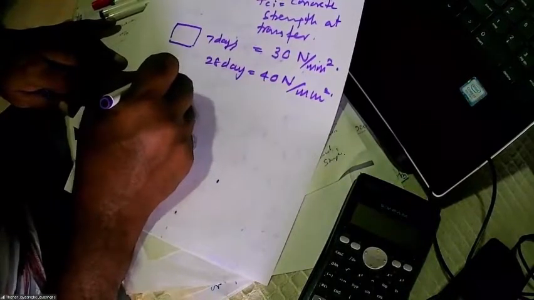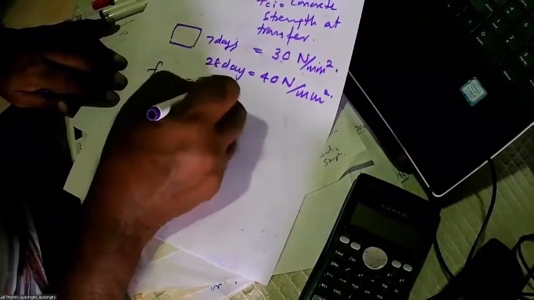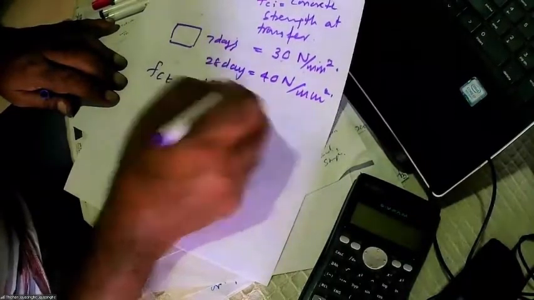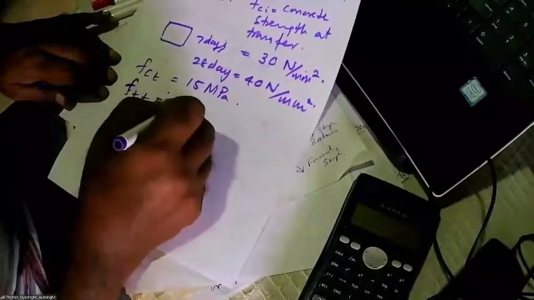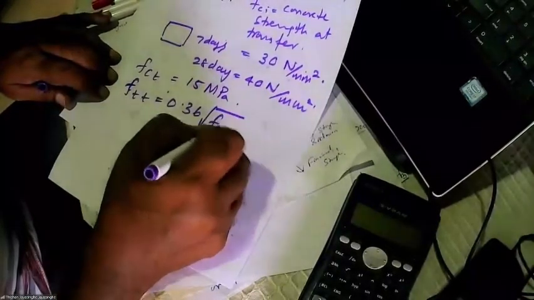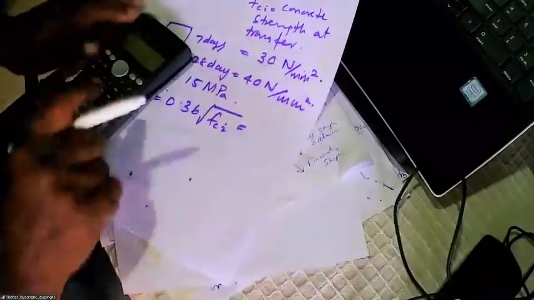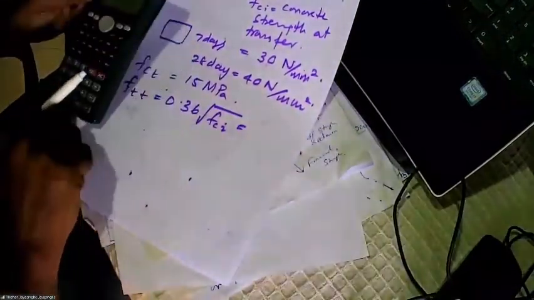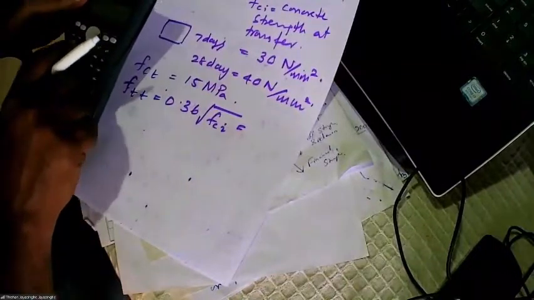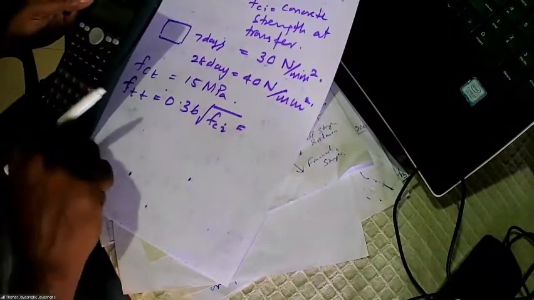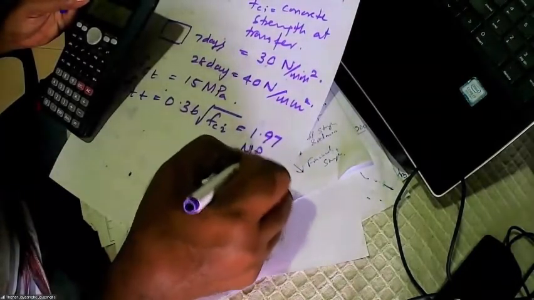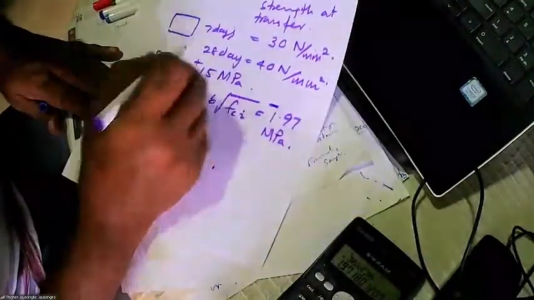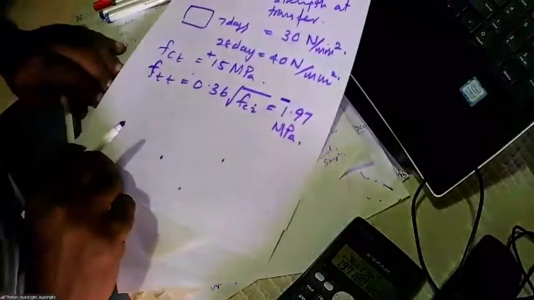So if compression at transfer is about 15 megapascal, tension at transfer 0.36 square root of FCI gives 1.97. Okay. This is a negative value, this is a positive value.